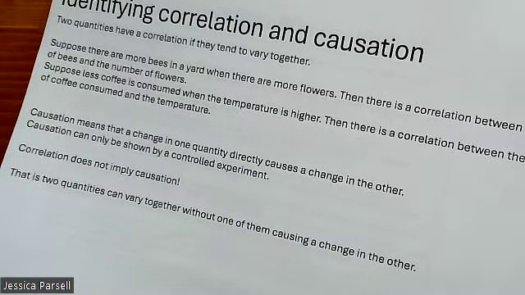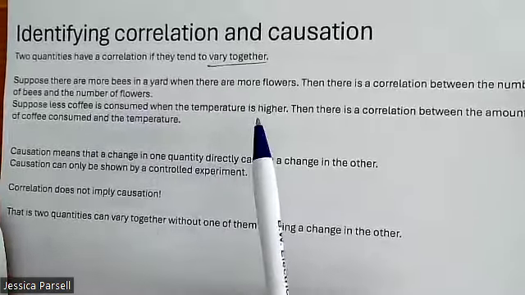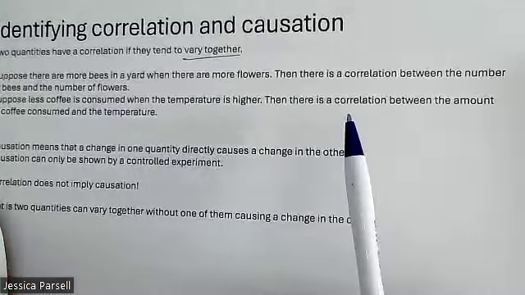Two quantities have a correlation if they tend to vary together. Here's an example. Suppose there are more bees in a yard when there are more flowers. Then we see that there is a correlation between the number of bees and the number of flowers. Suppose less coffee is consumed when the temperature is higher. Then we see a correlation between the amount of coffee consumed and the temperature.